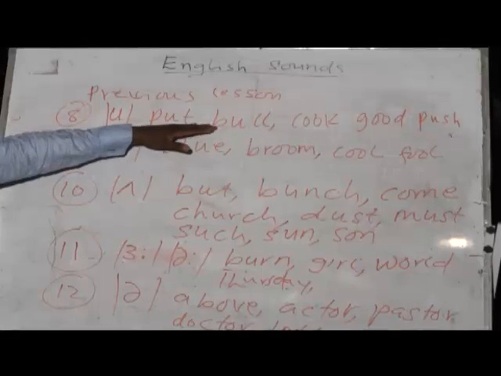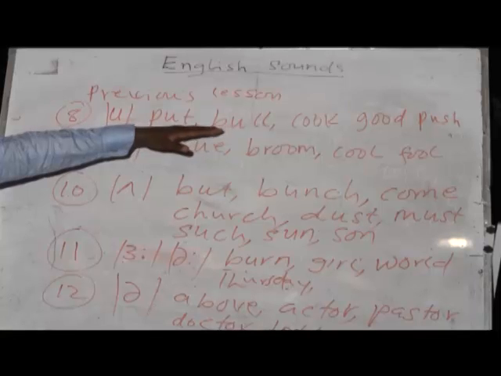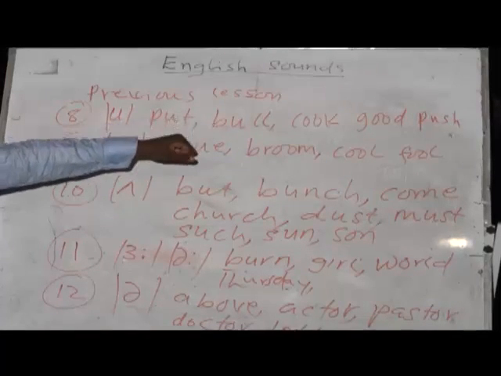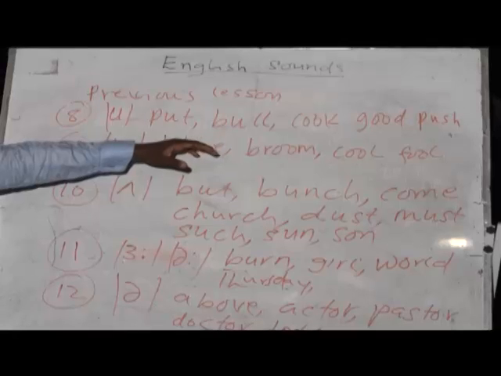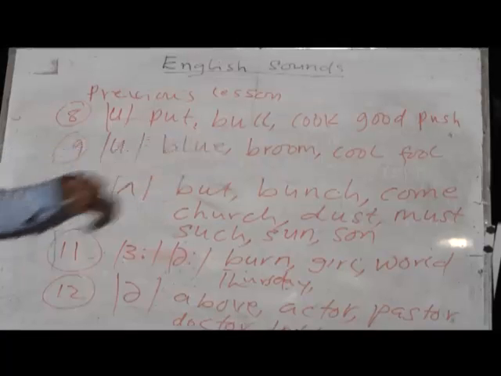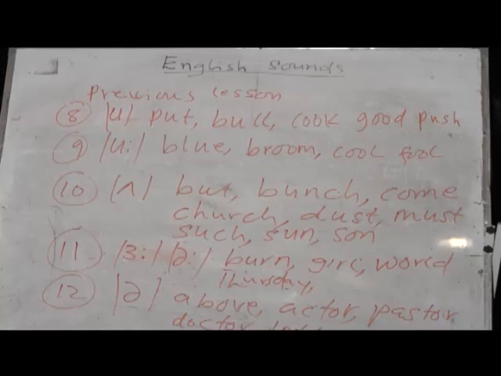So this one is bull. The next is cook. The next is good. And the next word there is push. All these words are pronounced with a short oo sound called vowel number 8.